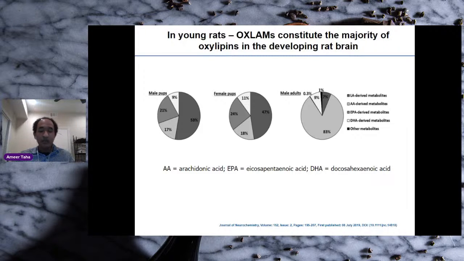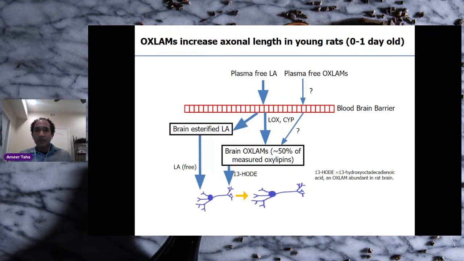Now, this led us to think that this may be important for development. So what we did was we took some neurons from baby rats and we exposed them to one of the most abundant OXLAMs in the brain, called 13-hydroxyoctadecadienoic acid. Say that 10 times. When we applied this to baby neurons, so neurons coming from baby rats, we found that it actually increased axonal outgrowth. So the neurons were trying to connect with others, and the axons, this part of the neuron, were extended. Now, we don't know yet whether this is a good or bad thing.